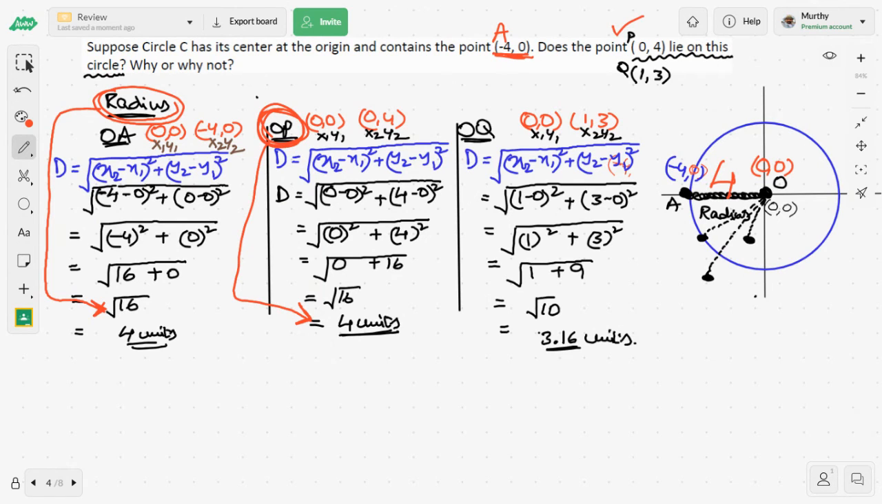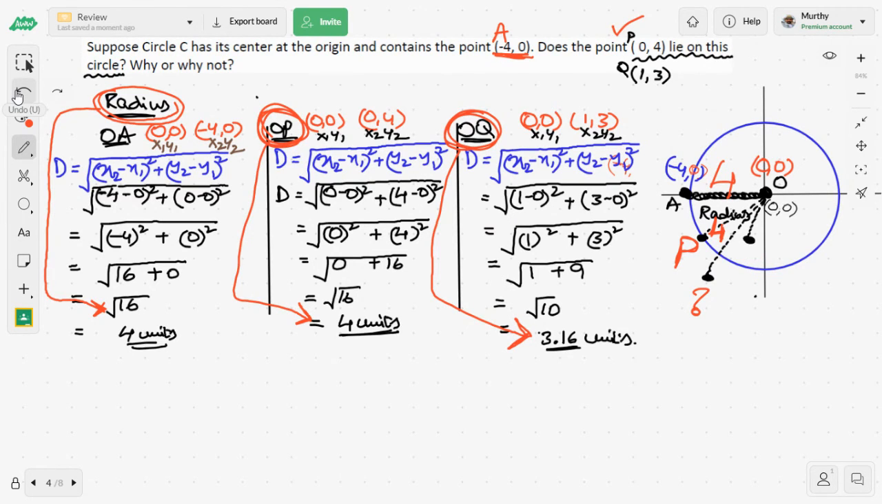Therefore this point must be lying on the circle, because OA is the radius and OP is also the radius. And coming to the length of OQ, I see that it is shorter than the radius. Therefore, can it be outside or can it be inside the circle?